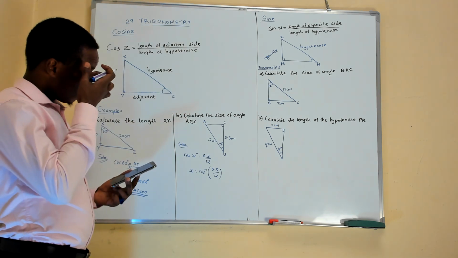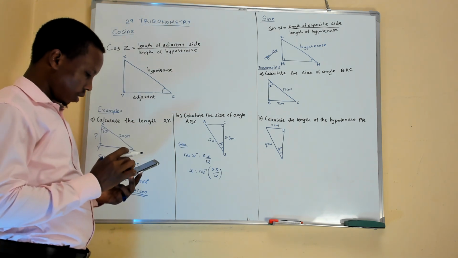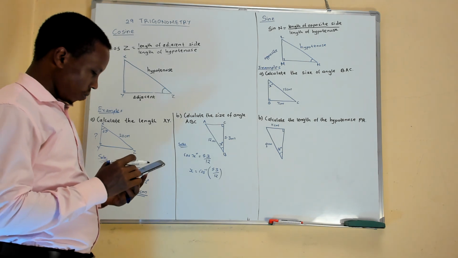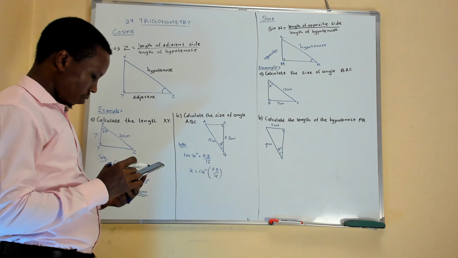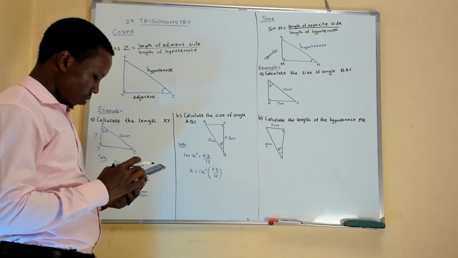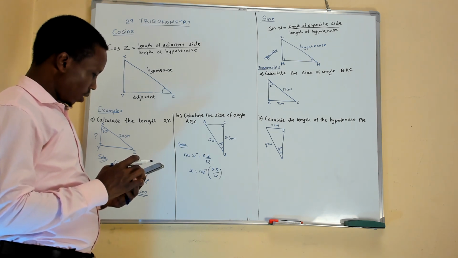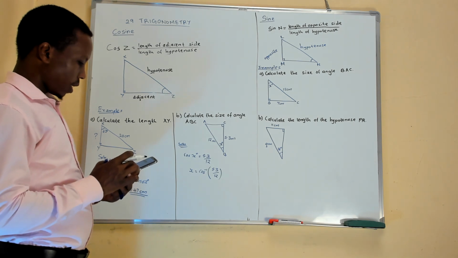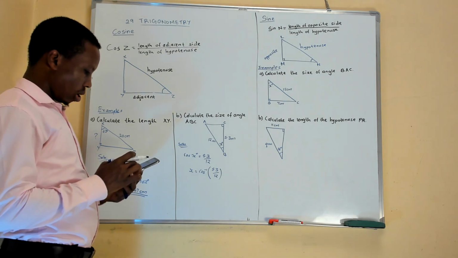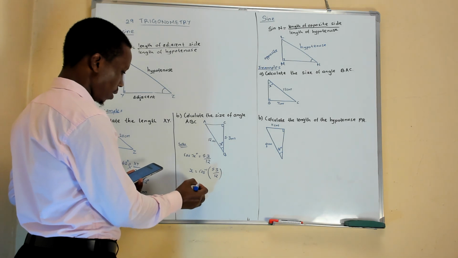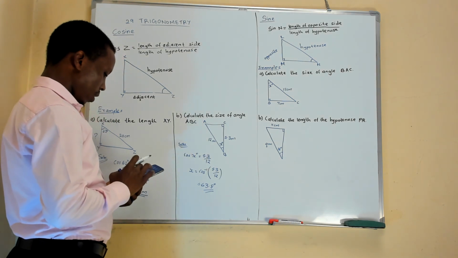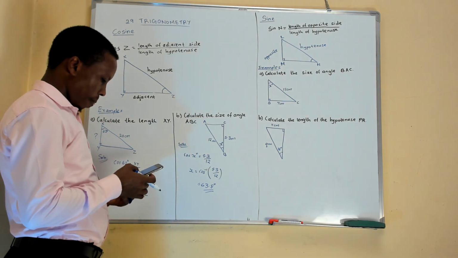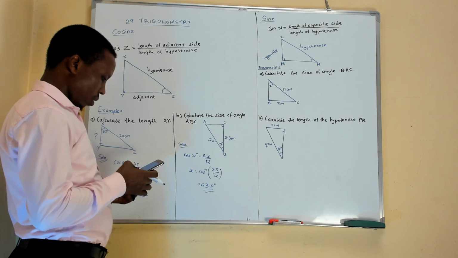So 5.3 divided by 12, the cos inverse is, I'm getting 63.8 degrees. Getting 63.8 degrees.